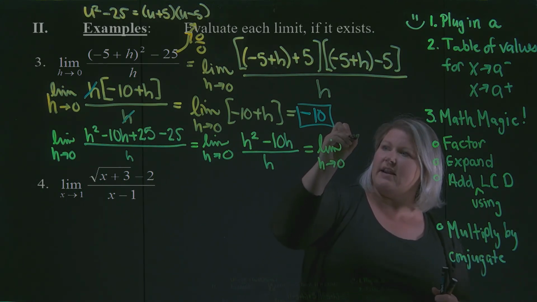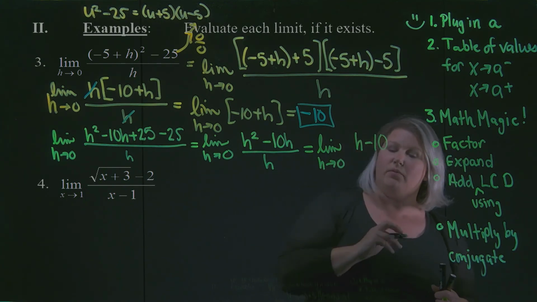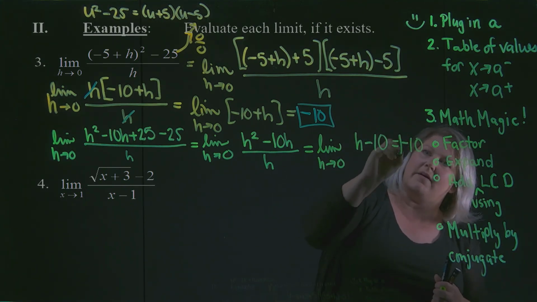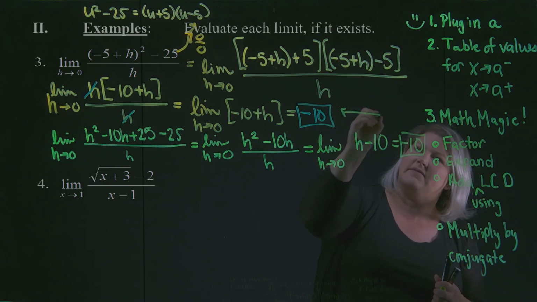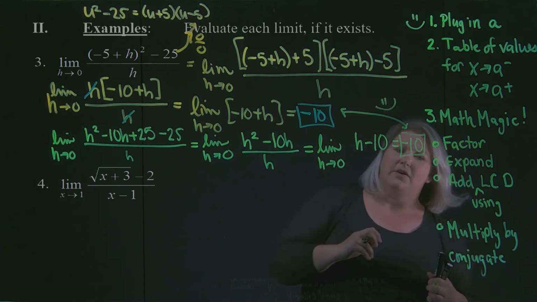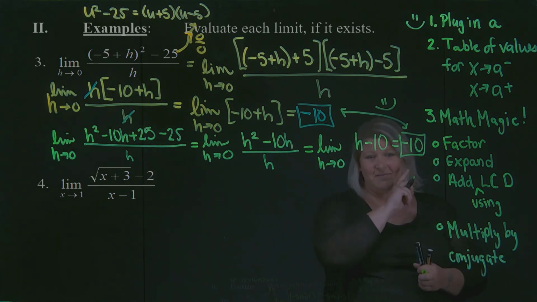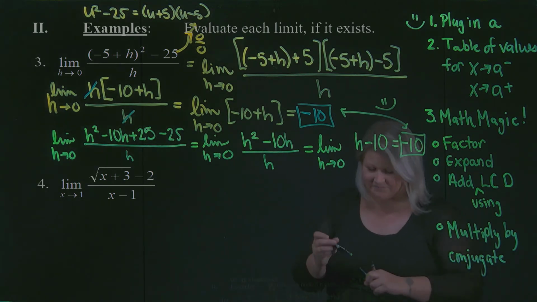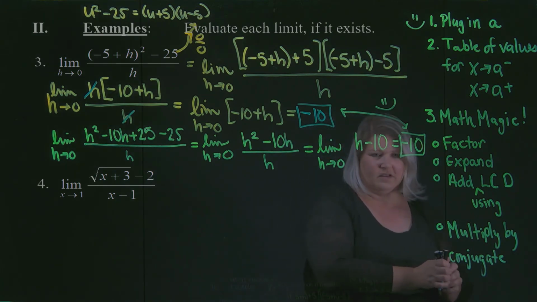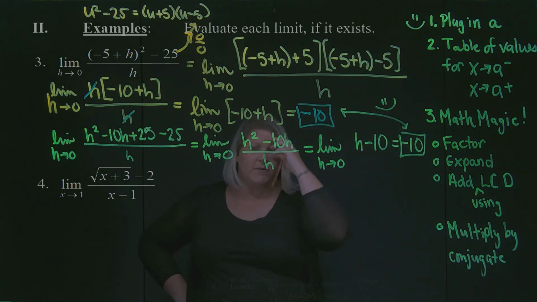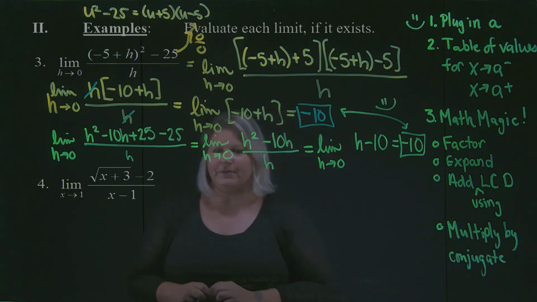Okay, so you're going to end up with h minus 10 once the h's cancel. And then again, we plug in the 0, and we get negative 10. Notice, regardless of what math smoke and mirrors we use, we end up with the same limit answer. Just in case either of those were confusing, remember you can always pause, rewind, and rewatch.